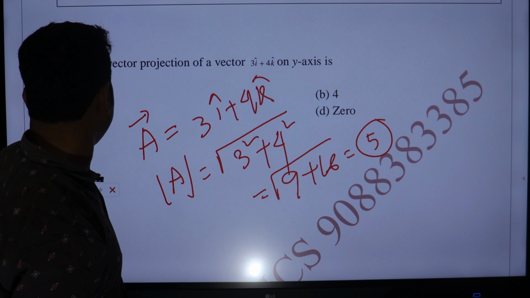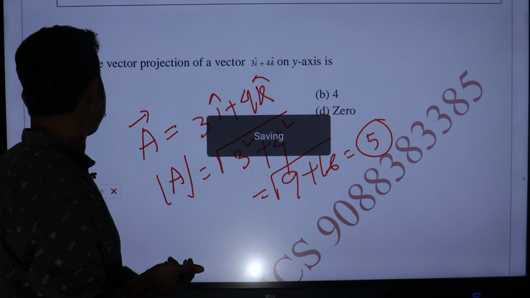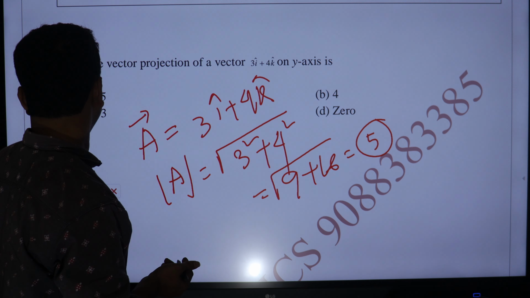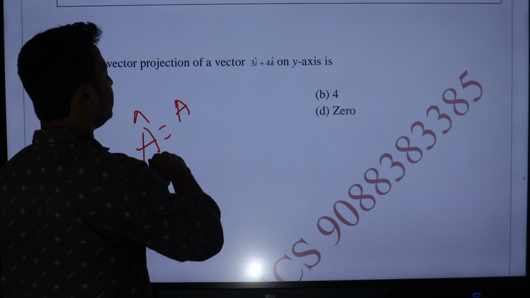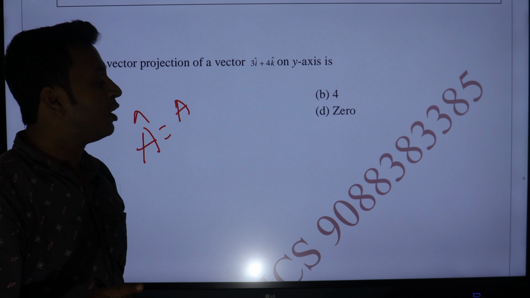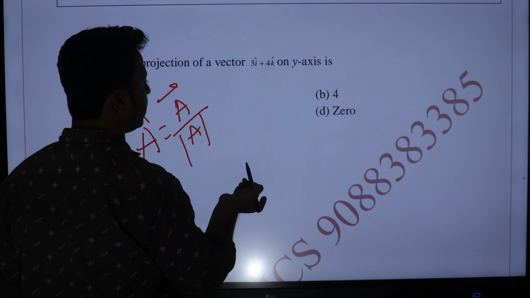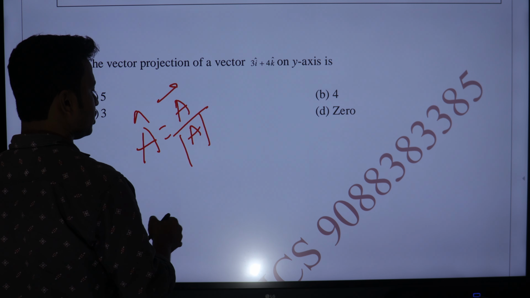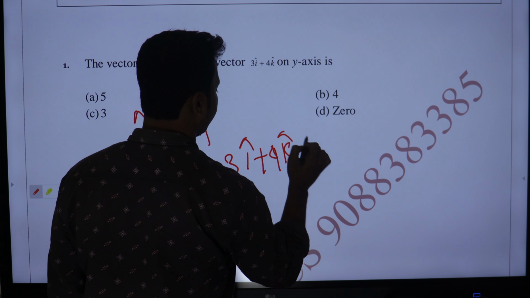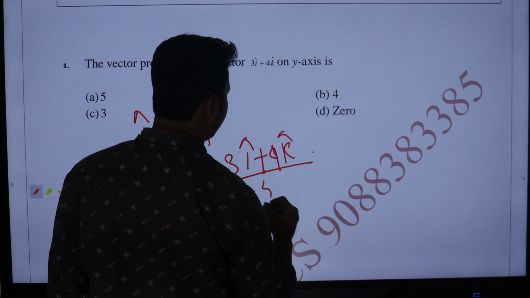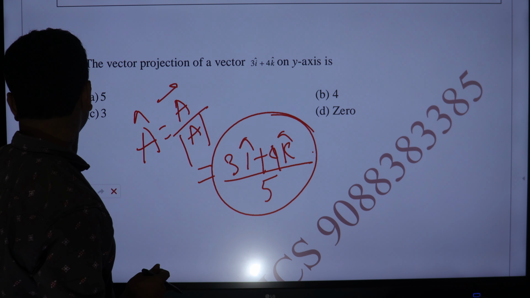Next, if any question asks you to find the unit vector, unit vector also means finding the direction of this vector. So this is the vector and this is the magnitude. Then we can find the unit vector, the direction of this vector. It will be 3I cap plus 4k cap by the magnitude 5. I hope it is clear. Next question.